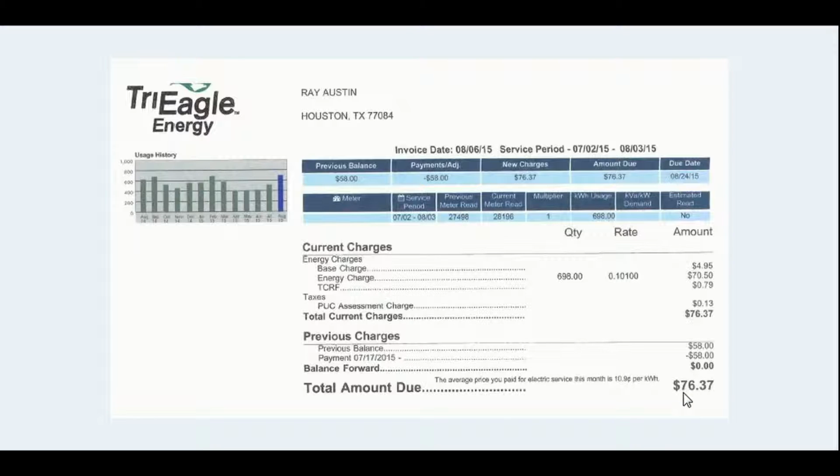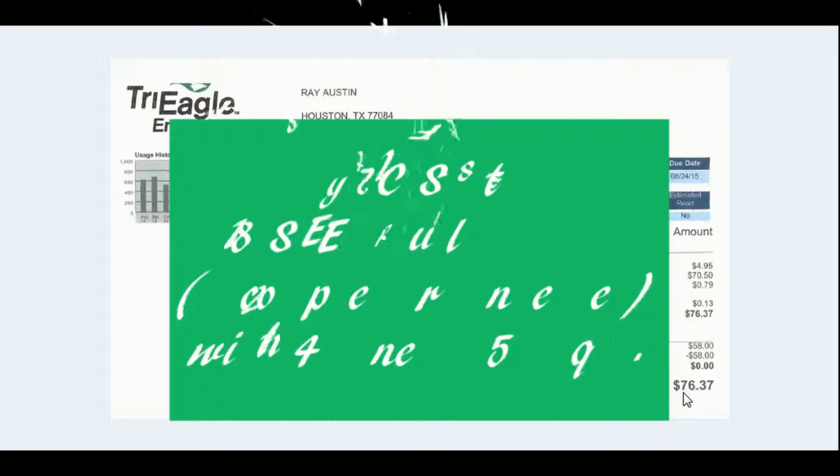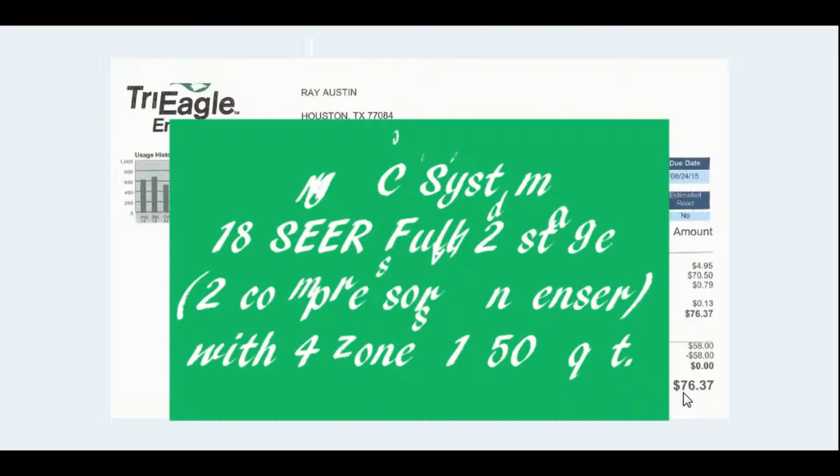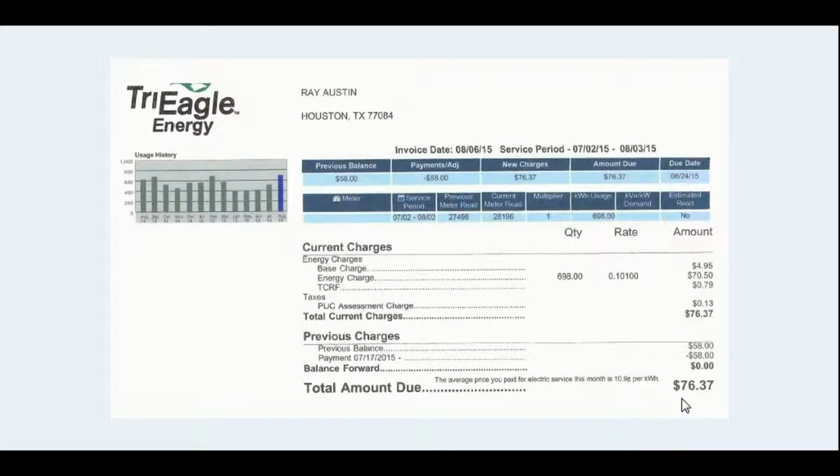Now, when you're looking at this, you're probably saying, oh yeah, he's using some other means to get that bill that low. No, I'm not. I have an 18 SEER air conditioning system. It was put in roughly in the 2007, 2008 time period. It's about 8.5, 9 years old. And I've been doing this for years. So, it is what it is. I'm not here to play games. I'm here to show you how to calculate it and to show you what I pay.